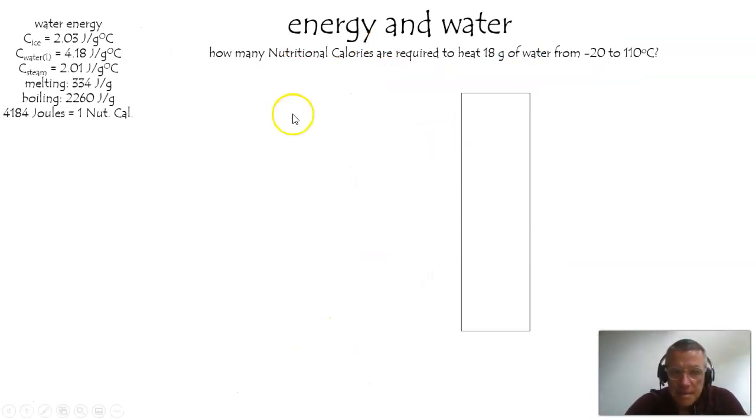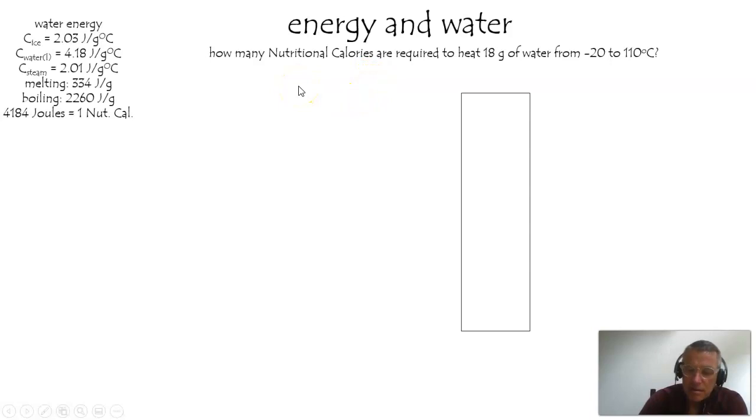Different topic. Let's switch over to energy and water. We're going to ask ourselves, if you take a chunk of ice, 18 grams, that might be a decent sized cube of ice, and we heat it up all the way to 110 degrees Celsius, meaning from cold ice to hot steam, how much energy does that take? Well, it's certainly going to take a fair amount of energy, right? Imagine putting a chunk of ice on a hot plate and waiting till it's all steam.